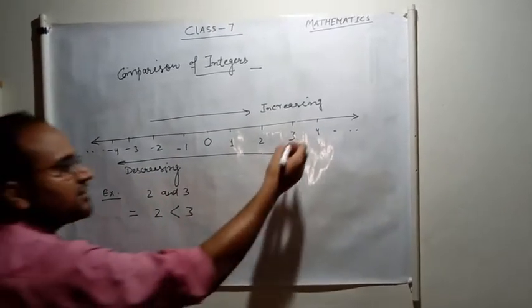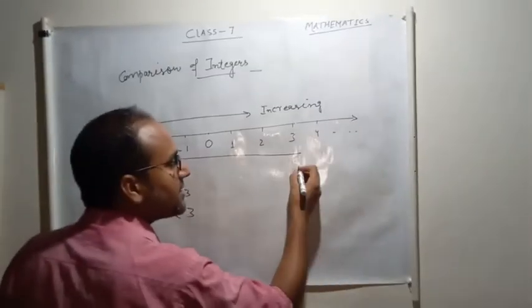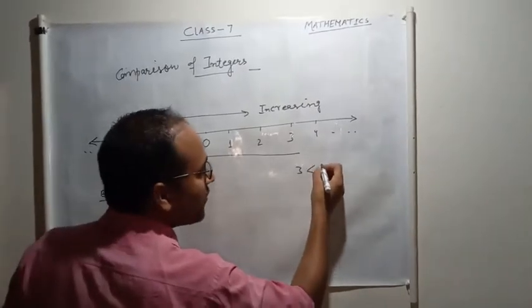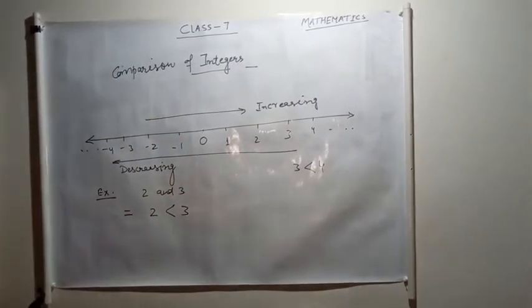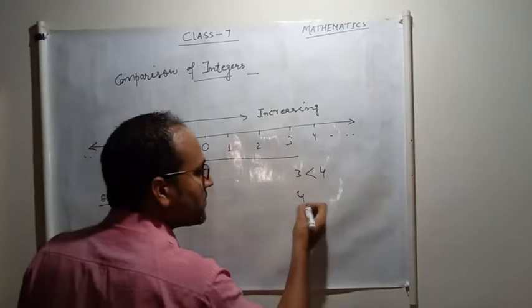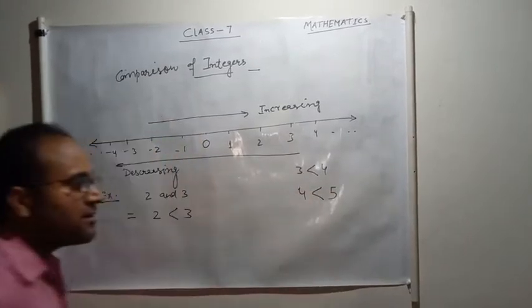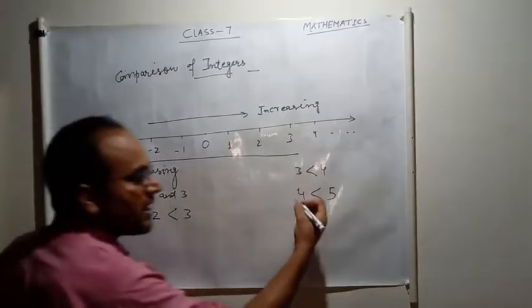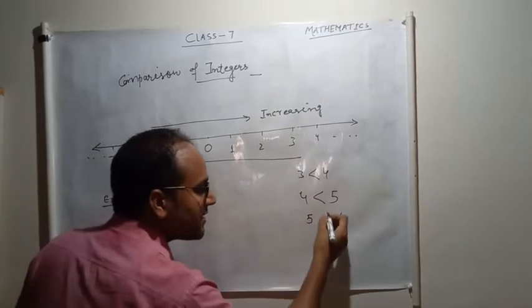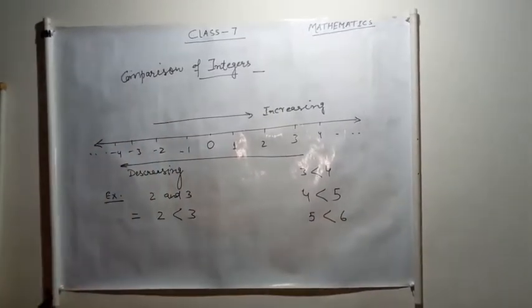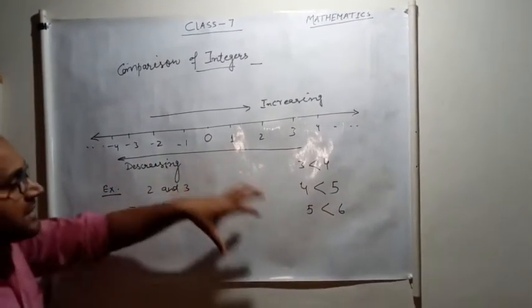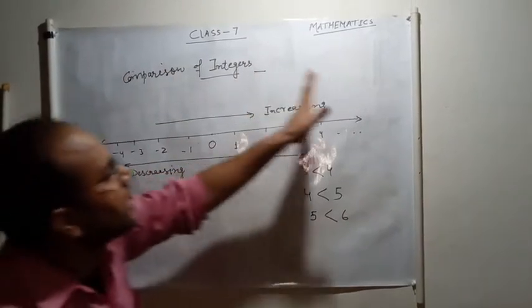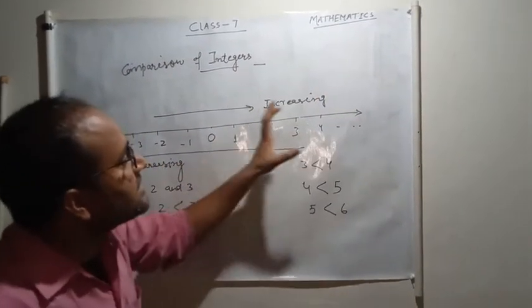Suppose I take 3 and 4, which one is greater? 4 is greater than 3. If I take 4 and 5, which one is greater? 5. If we take 5 and 6, which one is greater? 6 is greater than 5. So basically, students, when we go from left to right, the value of integers is increasing.